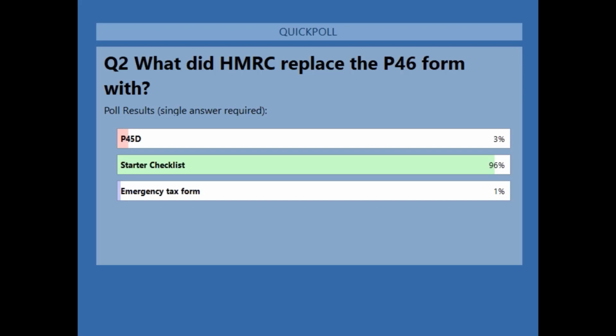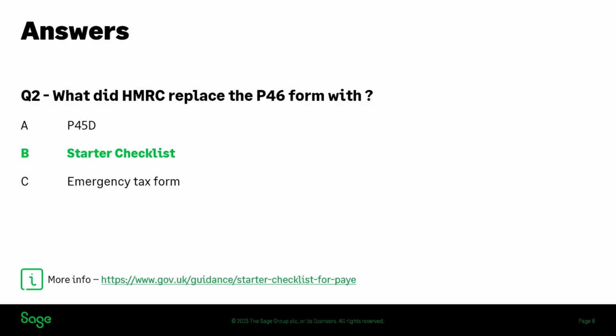96% went with starter checklist, 3% with P45D, and 1% went emergency tax form. So once more, let's hide those results. And Duncan, can you tell us what the correct answer is for this one? I can, and we didn't fool you here. 96% of you were correct.